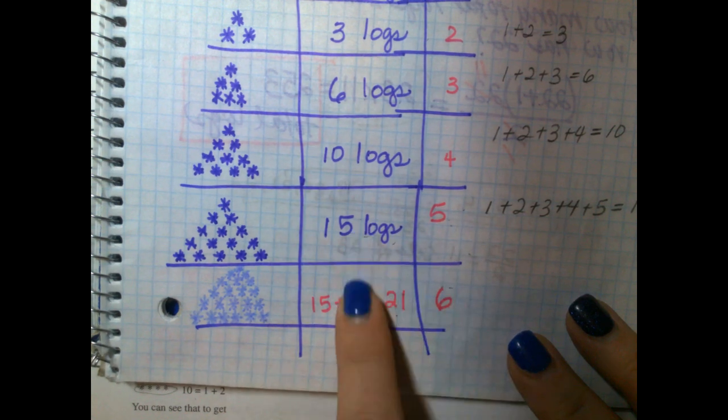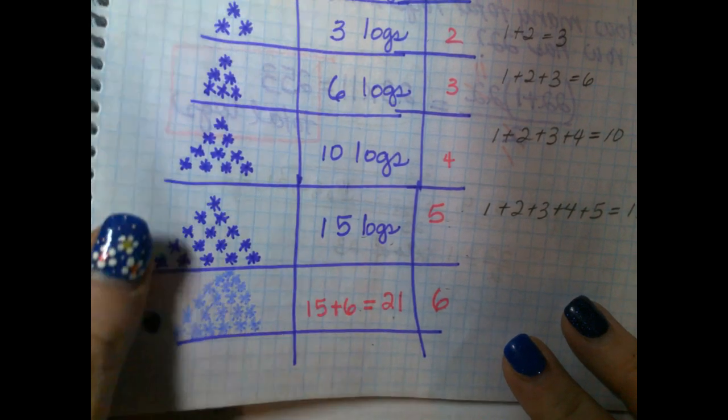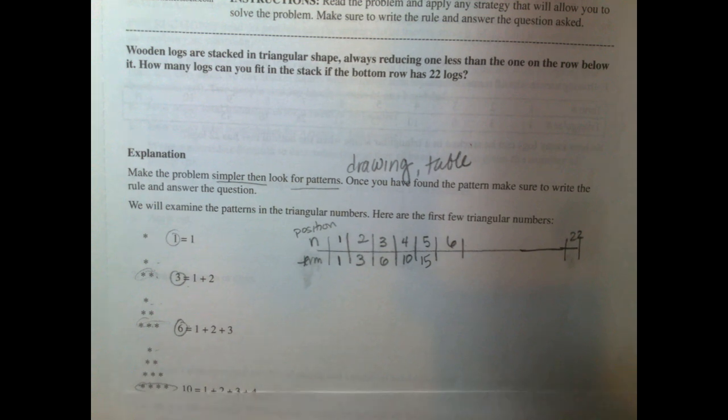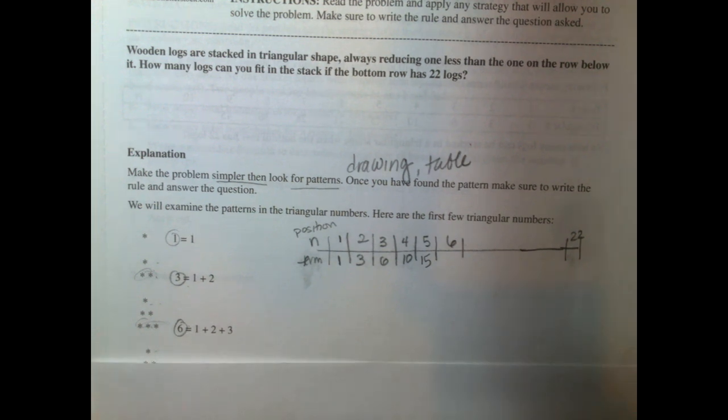It will be 6 plus 15, and that's going to be 21, right? So again, that's the goal. So we have used the table. We then make it simpler. And we look for patterns, right? So now you have certain other ways to do it.